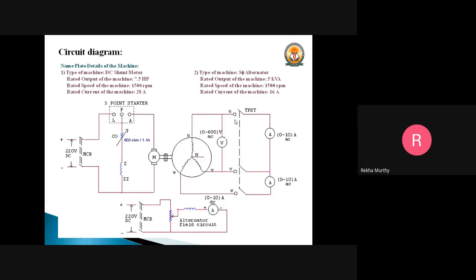Triple pole single throw. So we require the TPST switch, right? So with this, we require one TPST switch also. So in the components required, you have to make use of a TPST switch also. In addition to that, we require two ammeters. One is in between the U and V terminal, and the other one is in the U, V and W terminal, which is of the range of 0 to 10 amps.